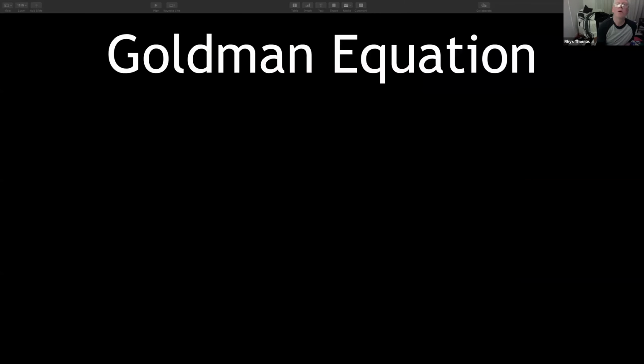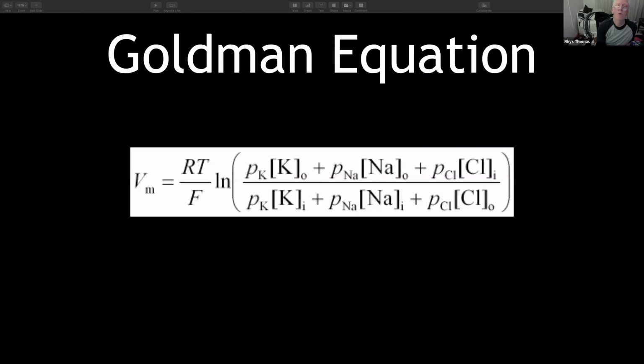Yes, so we've talked about this already a bit. So yes, just the Goldman equation. So what can you tell me about this equation? What's it about? What are all those?